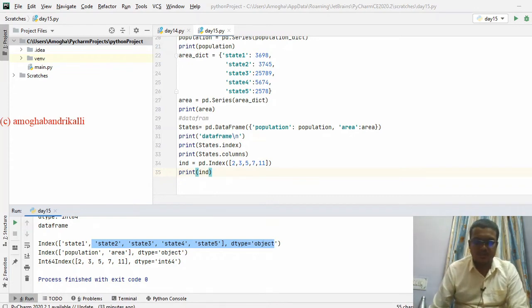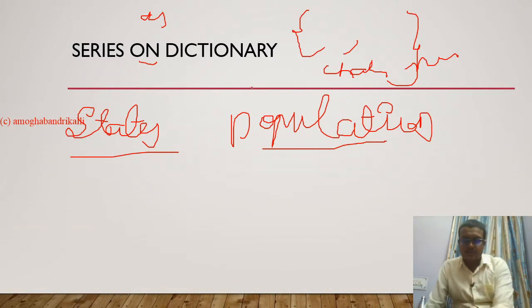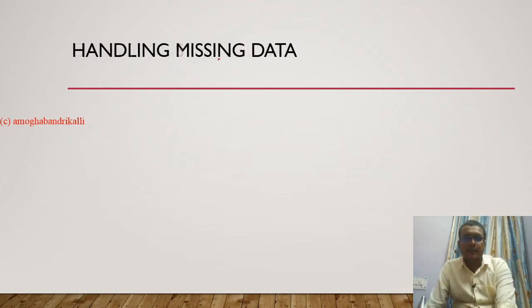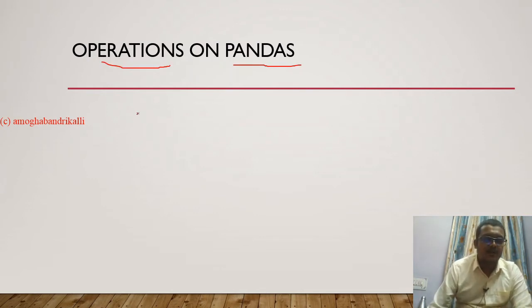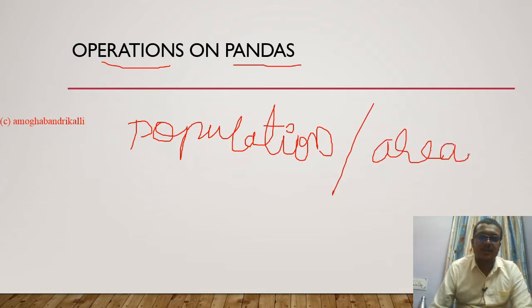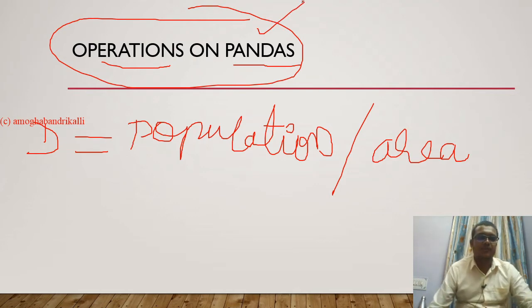So let us go for the next one, that is operations which can be carried out on pandas. So the operations can be, like, you can have mathematical operations like this: population divided by area. It will give you a density. So like this you can access the data and you can perform some operations.